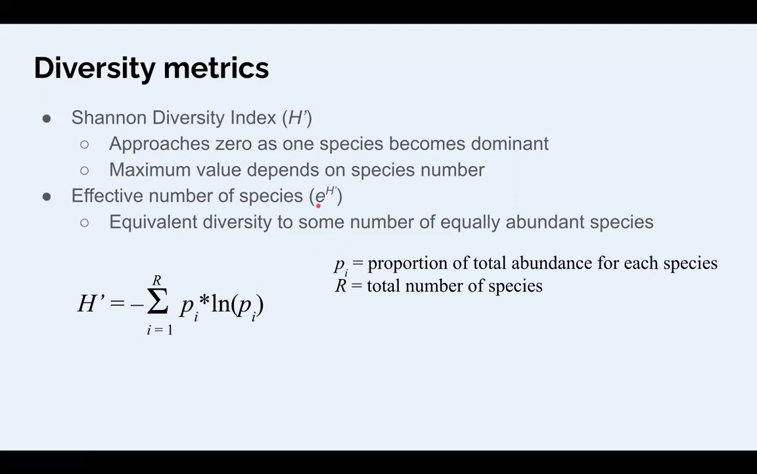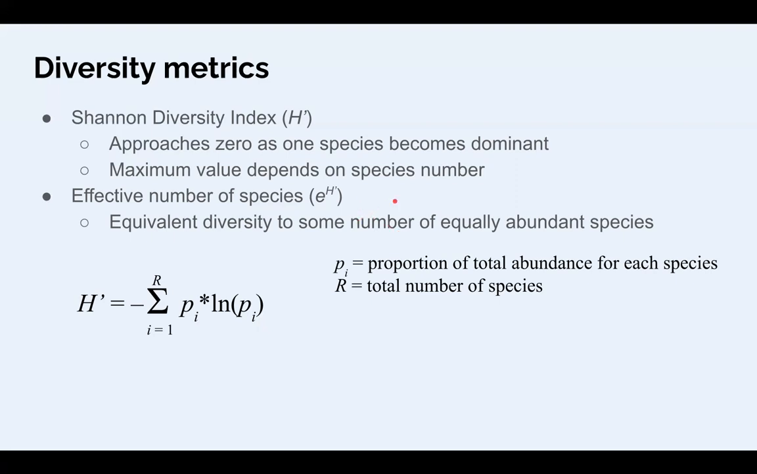That's the numerical constant e raised to the H prime. And that measurement gets you something we call the effective number of species, which you could interpret as, if all species were equally abundant, this would be the number of species you would have in that habitat. In a habitat, not every species is represented to the same abundance, and that's totally normal. And this number levels the playing field on that.